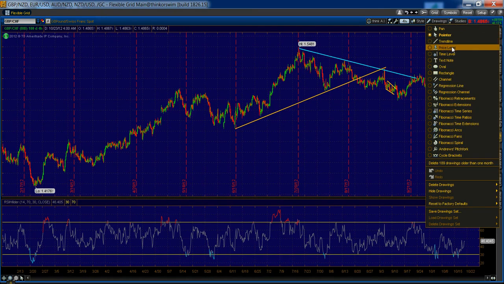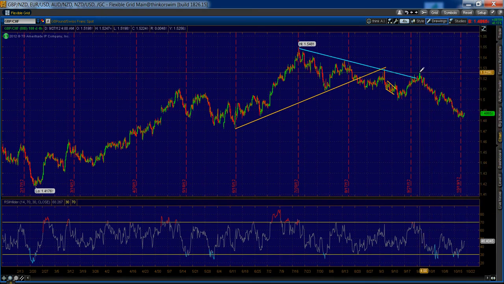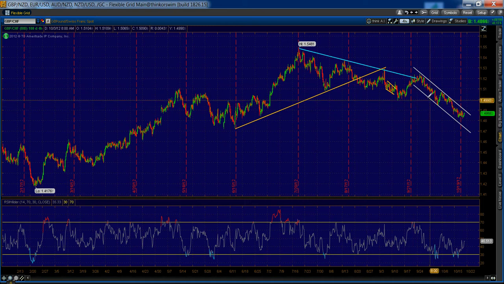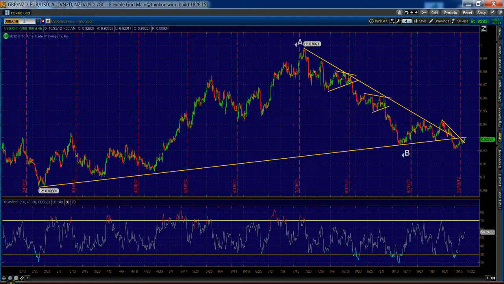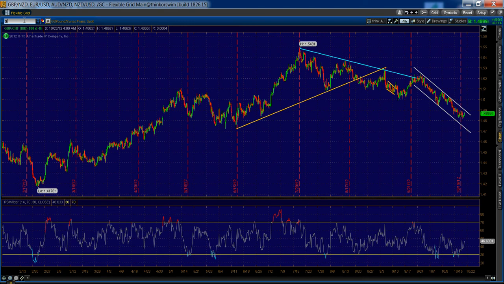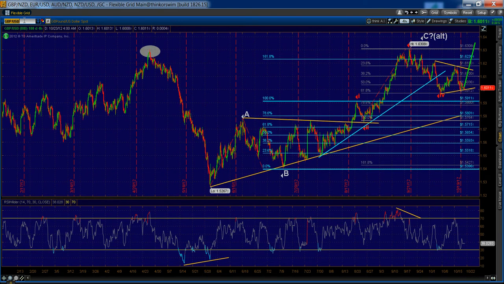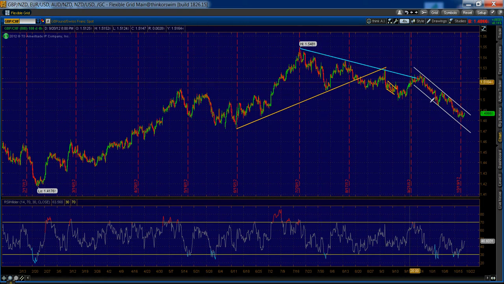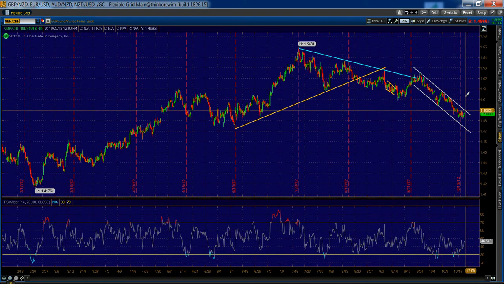one-way train, it looks like. Nice descending channel. As long as we stay below, as long as we respect resistance, it could continue things to the downside. Let's see how dollar Swiss looks compared to that. And compared to the pound dollar, it's in a channel, so a breakout could accelerate things.